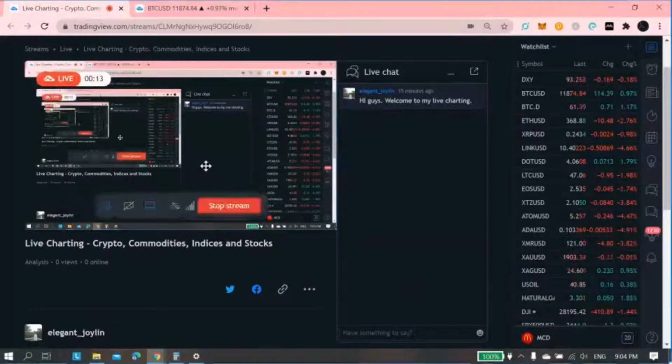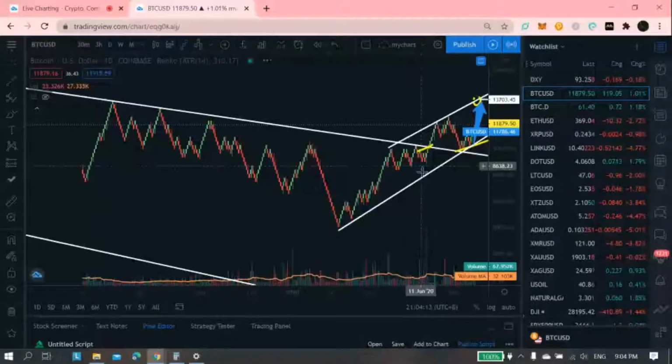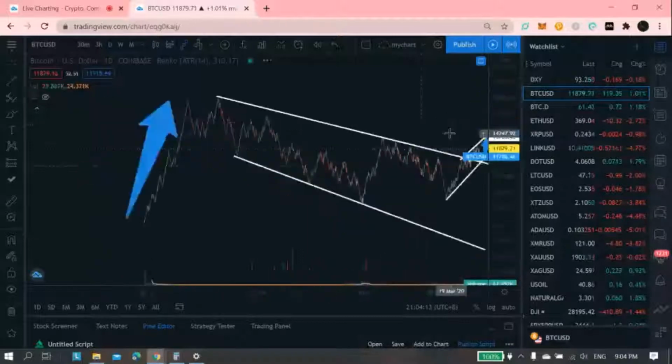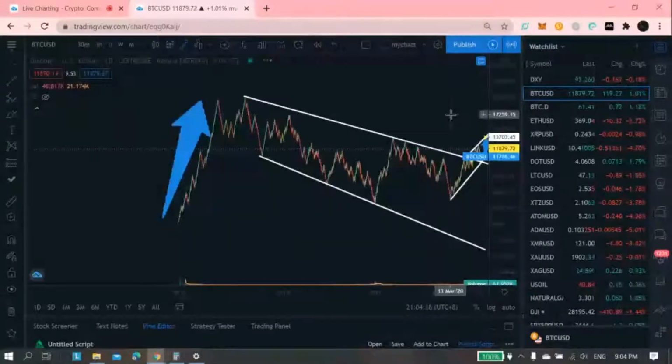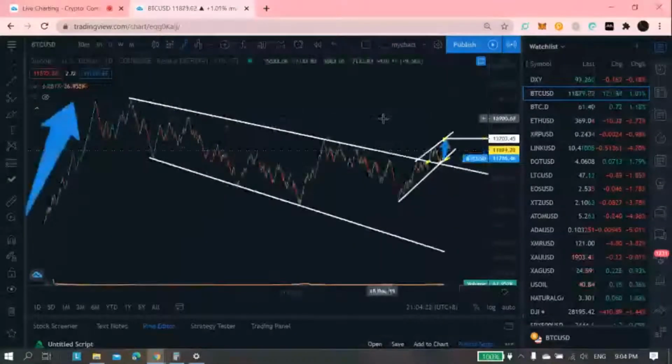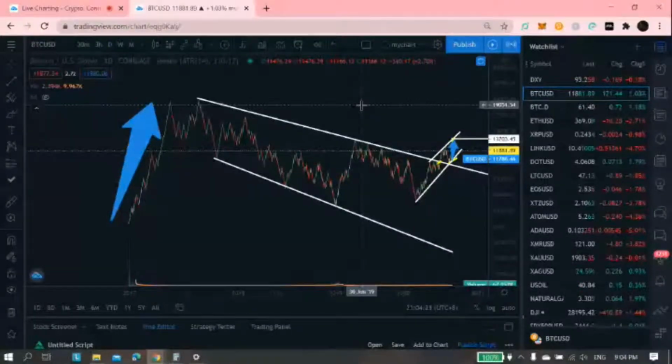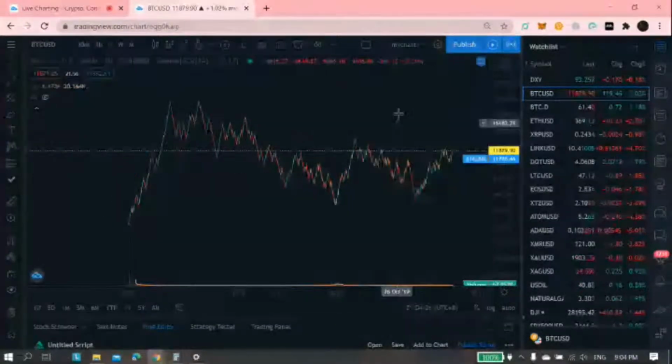So today we will analyze some cryptocurrencies, commodities, indices, and of course some stocks. So let's start. I'll be using Renko charts in my analysis.